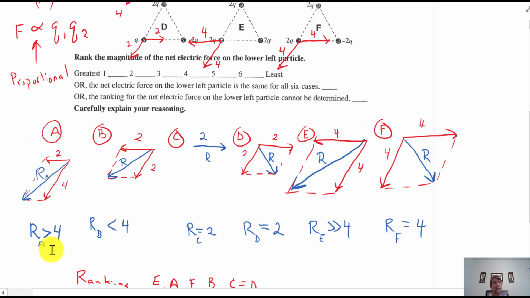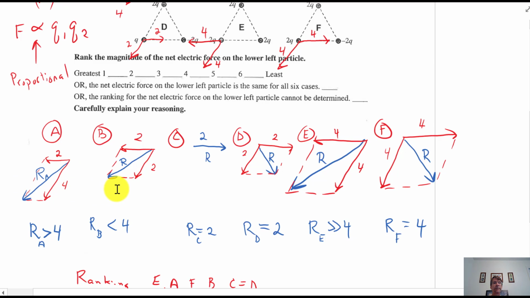But I know it's more than 4. If the angle is 90, it's still more than 4. The Pythagorean theorem would even show that if the angle between them was 90, 2 squared plus 4 squared equals whatever r squared is, would be more than 4 even at 90 degrees. But at 60 degrees, it's an even bigger net force.